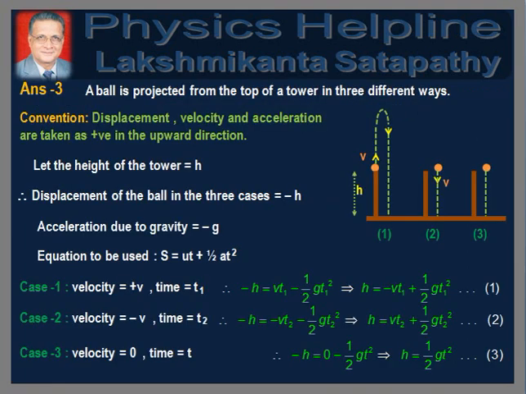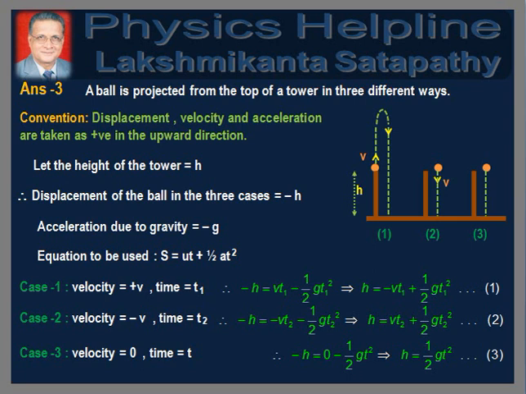Finally, we solve the problem in question 3. The situation is shown in the figure. A ball is projected from the top of a tower in 3 different ways. We will use the convention that displacement, velocity and acceleration are all positive in the upward direction. Let the height of the tower be equal to h.